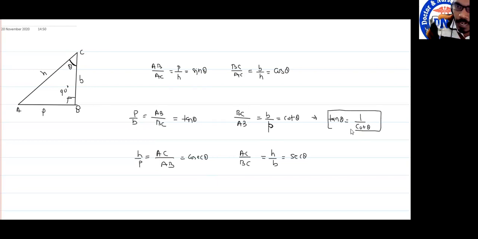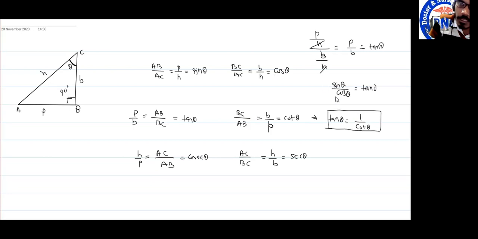In the same manner, if you divide sine theta by cos theta, means perpendicular by hypotenuse divided by base by hypotenuse, the hypotenuse cancels, this comes perpendicular by base, and that is nothing but tan theta. So sine theta by cos theta is equal to tan theta.